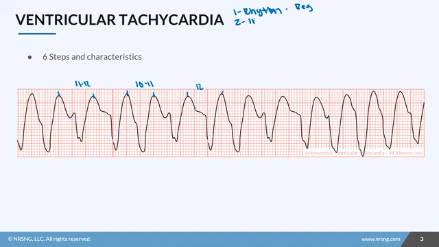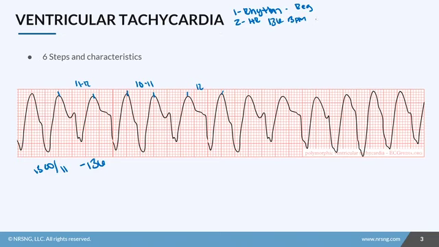In step number 2, let's count the heart rate. So we have 1, 2, 3, 4, 5, 6, 7, 8, 9, 10, 11, 12, 13. So that's 130, but let's do the 1500 method, and we're just going to divide it by 11. So we have 136 beats per minute.